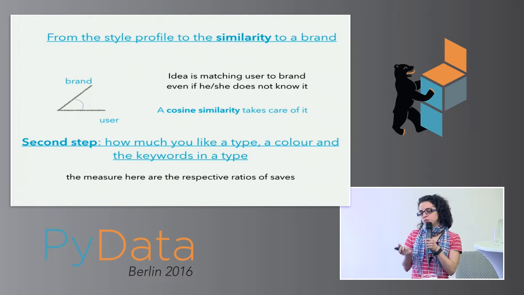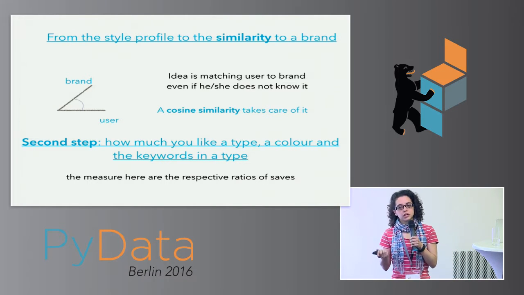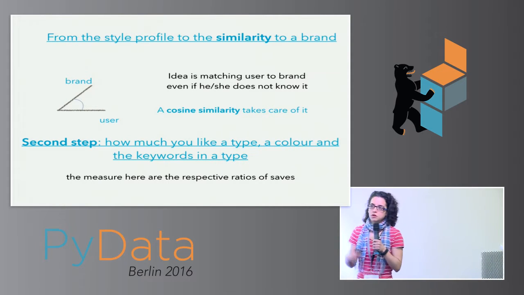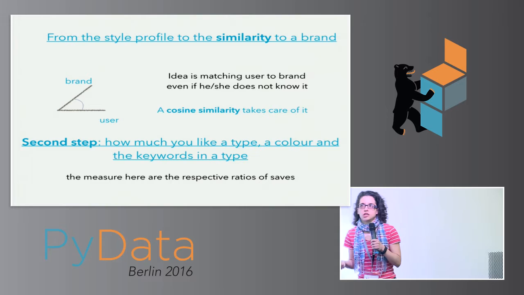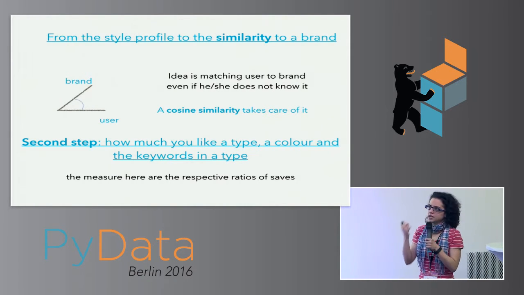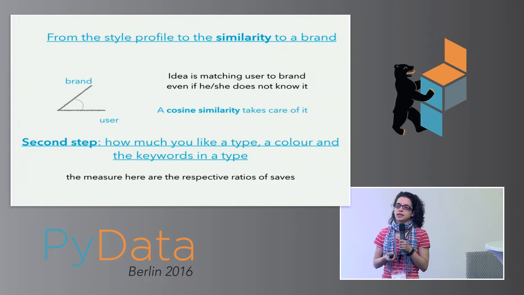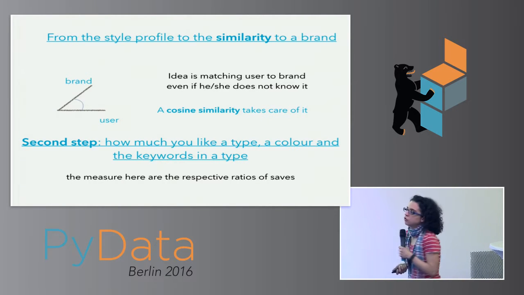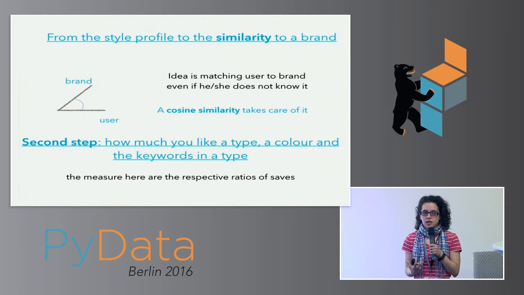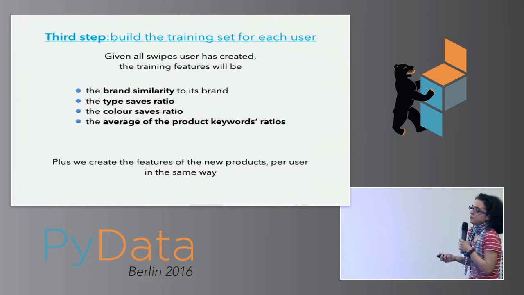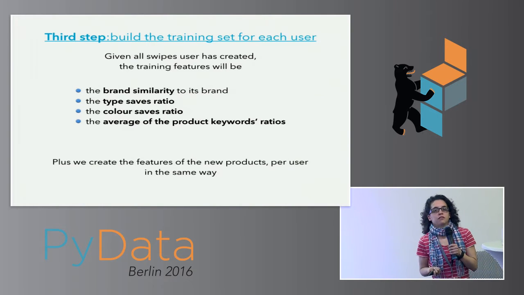And then, as I've shown you before, we have the keywords for each product. So we also know how much you save per each keyword. Keywords are attached to the type. So within jeans, you will have one keyword, which might be skinny jeans. It's a big one. And we might recognize that you like skinny jeans 46% of the time, say. So we use the ratio of saves as our main ingredient.